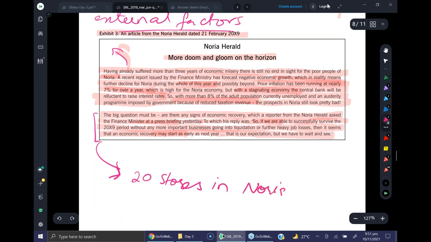I think question number two, part B, is about discussing the ethical issues. One of the issues, if we close down the stores in Noria, is that there will be more unemployment. There will be job losses. And the minister says that if there are more job losses, the country will not be able to come out of this economic problem.